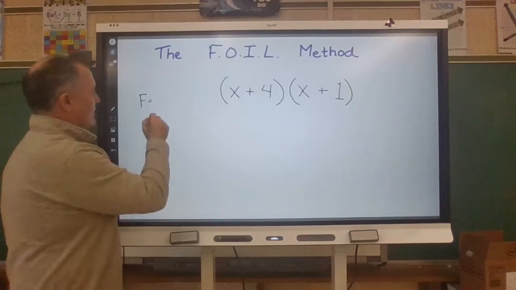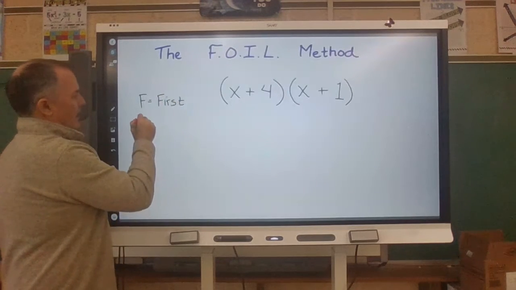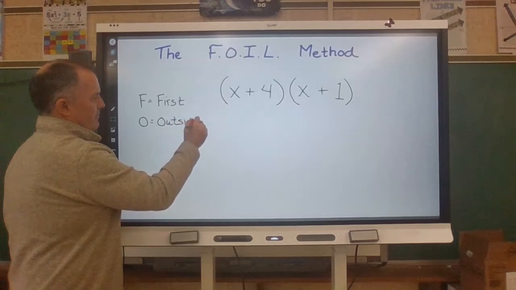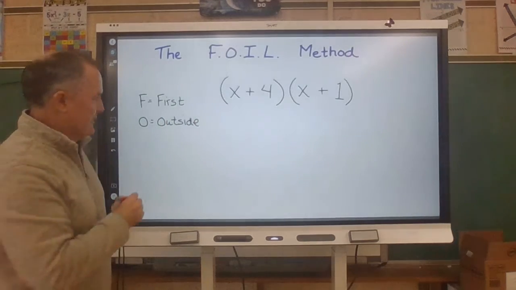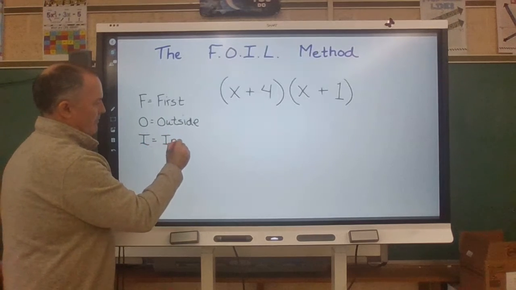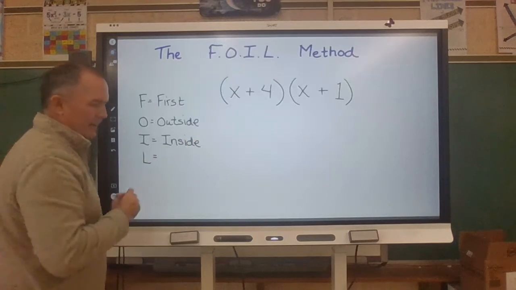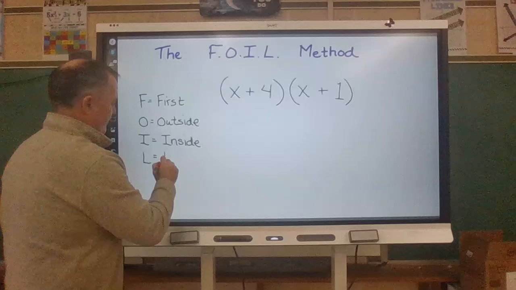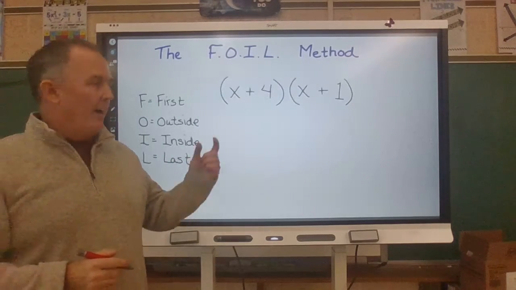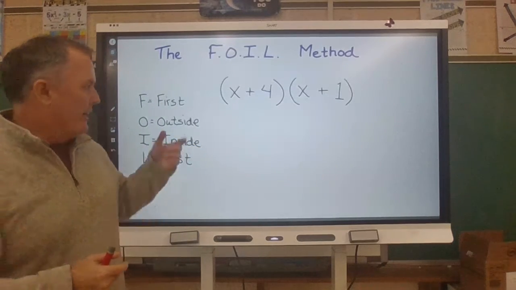All right, so FOIL is actually an acronym that stands for F equals first, O equals outside, I equals inside, and finally the L equals last. All right, so what we're going to do is we have a series of numbers here, or terms. We're going to be multiplying them together. We're going to do it in this order.